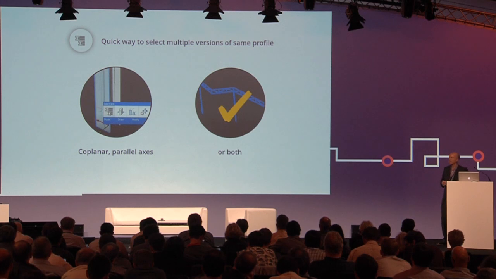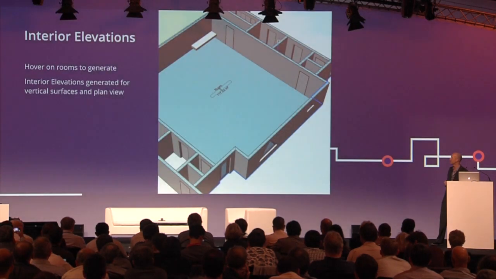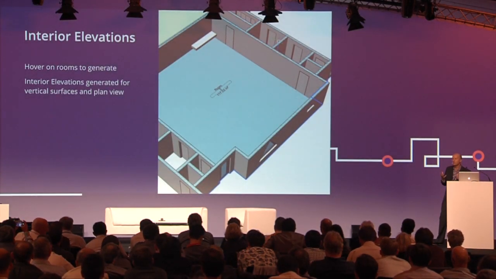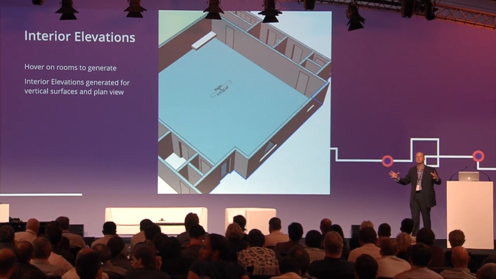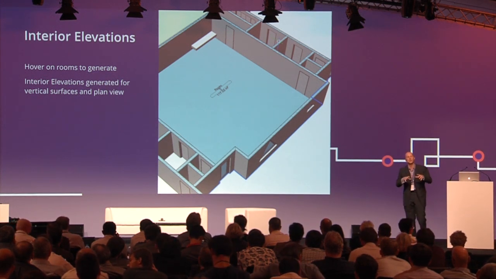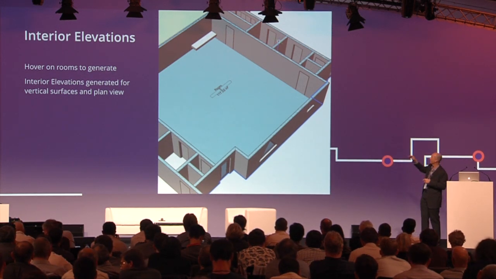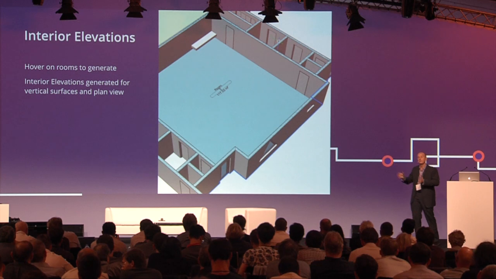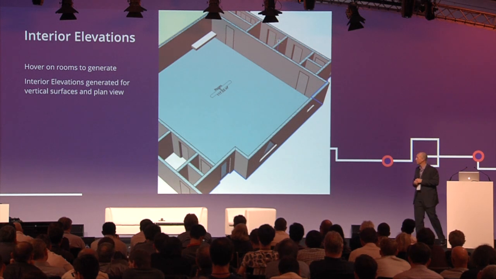So with that, we'll go to some slides real quick. So the interior elevations, and just as a reminder, if you hover on the rooms, once you have the rooms created, that's the gateway to be able to create the interior elevations. You hover over it, select generate interior elevations from the quad, and then for whatever shape room you have, each of those vertical surfaces will get one interior elevation, and the plan view will be also generated.